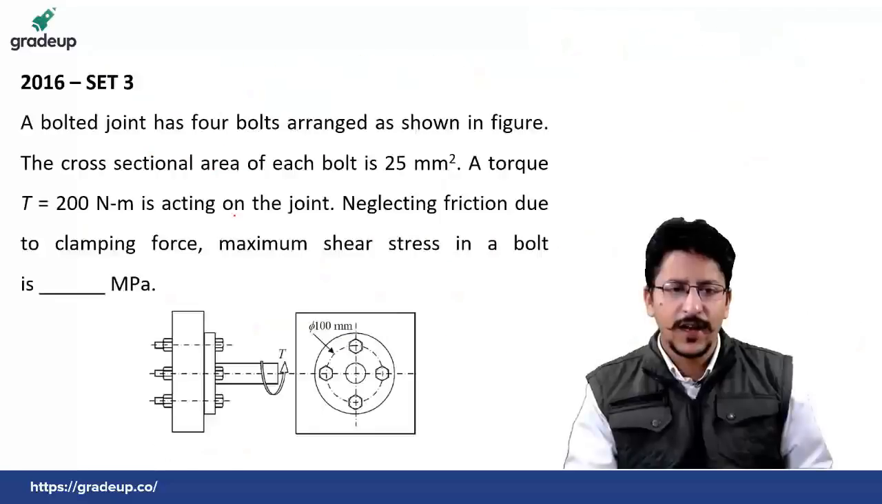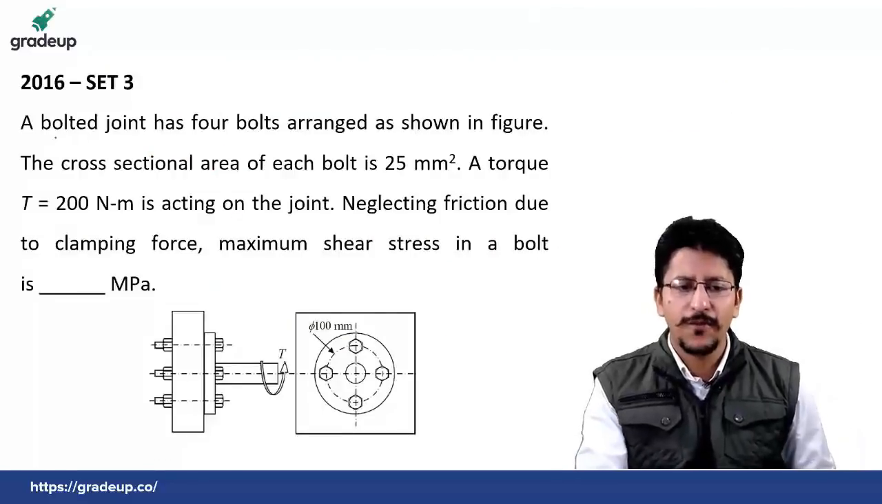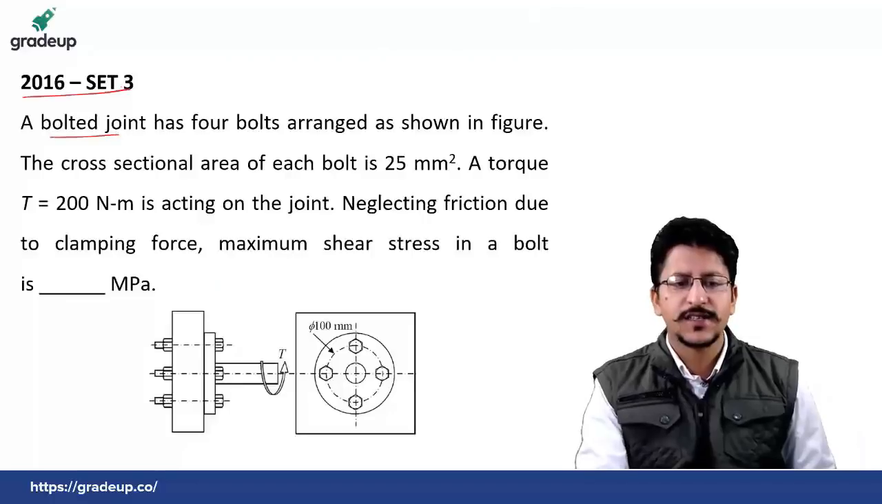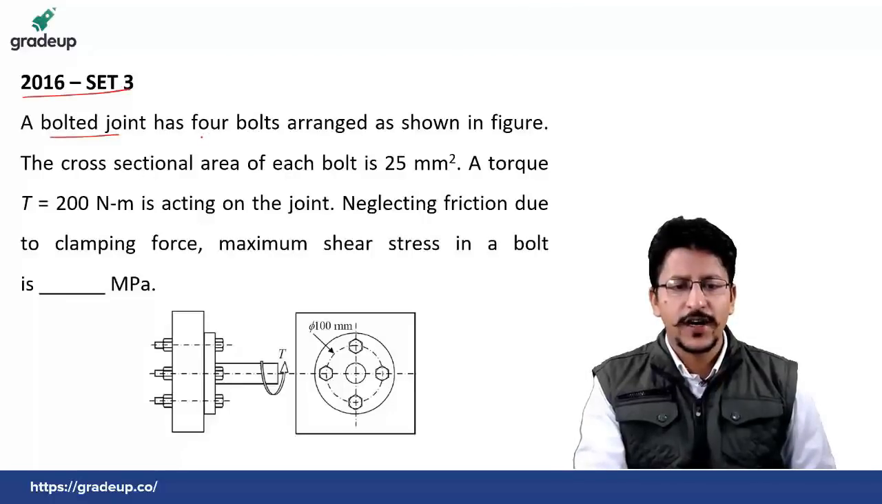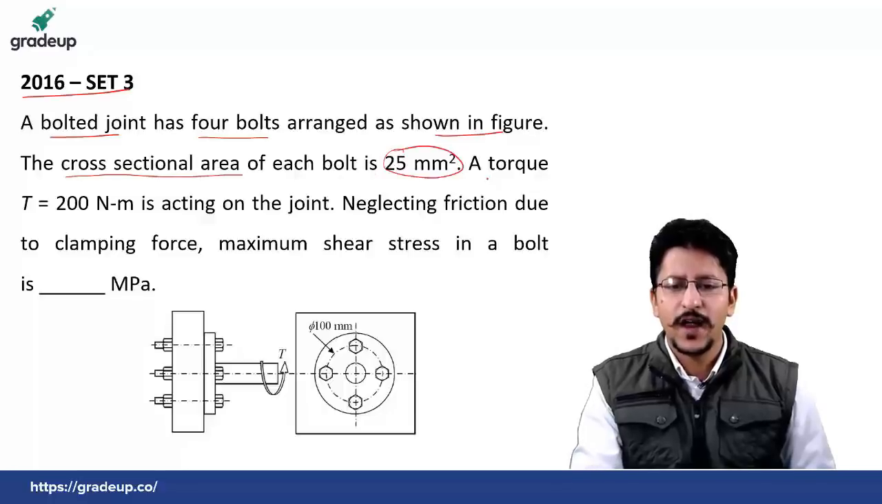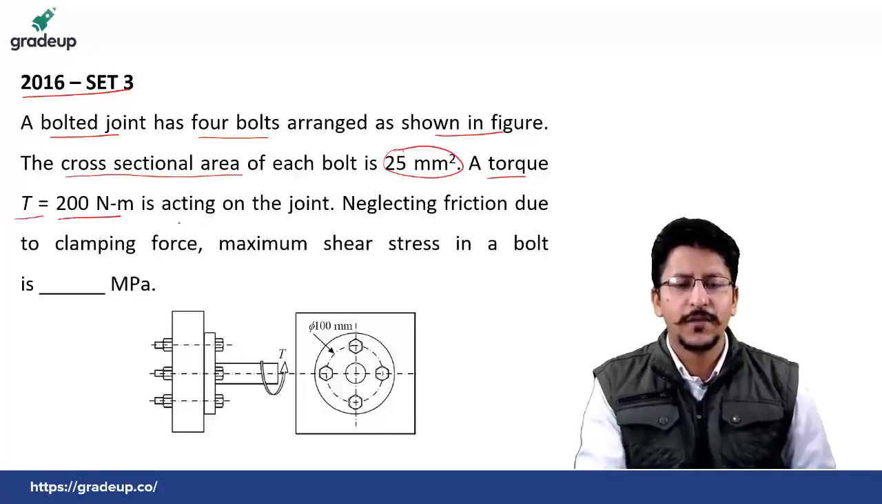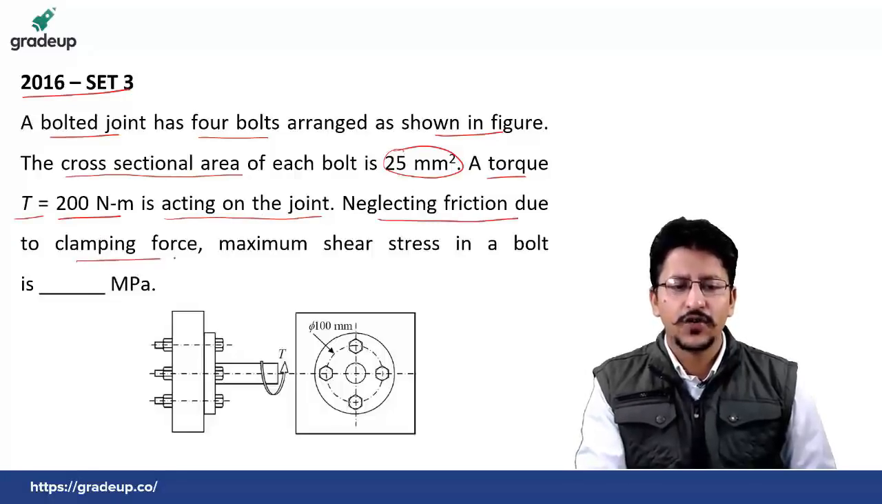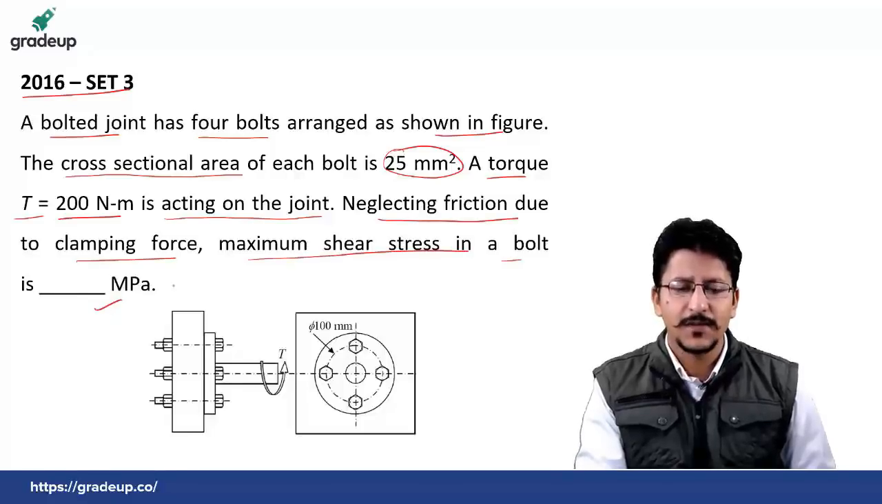Okay, now the next question of bolted joint, 2016 set 3. A bolted joint has 4 bolts arranged as shown in the figure. The cross sectional area of each bolt is 25 mm square. A torque T of 200 Newton meter is acting on the joint. Now, neglecting the friction due to the clamping force, what is the maximum shear stress in a bolt? That we have to find out, okay.